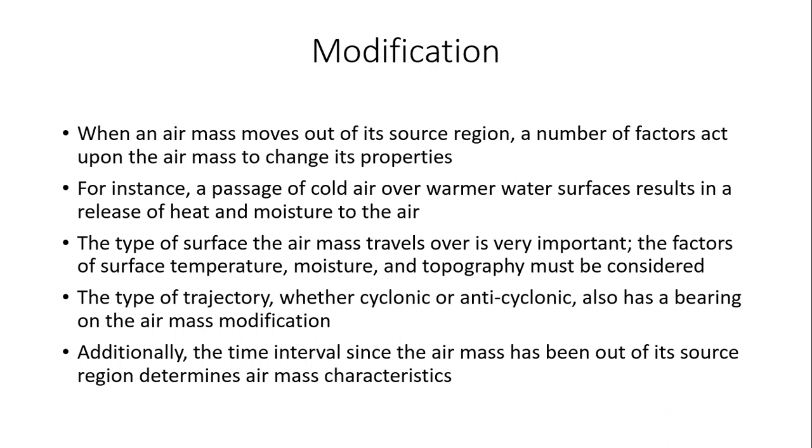Now, the type of trajectory the air mass takes, whether it's a cyclonic or counterclockwise trajectory or an anticyclonic, which is a clockwise trajectory out of its source region, also has a bearing on the air mass modification. And then additionally, how long, or the time interval, has the air mass been out of its source region? For example, when it first comes out of its source region up in that northern part of the U.S. in the winter, temperatures are going to be frigid. But 3 days later, it may be sitting over the southeastern U.S. coast, and it's going to have much different characteristics based on the modification.